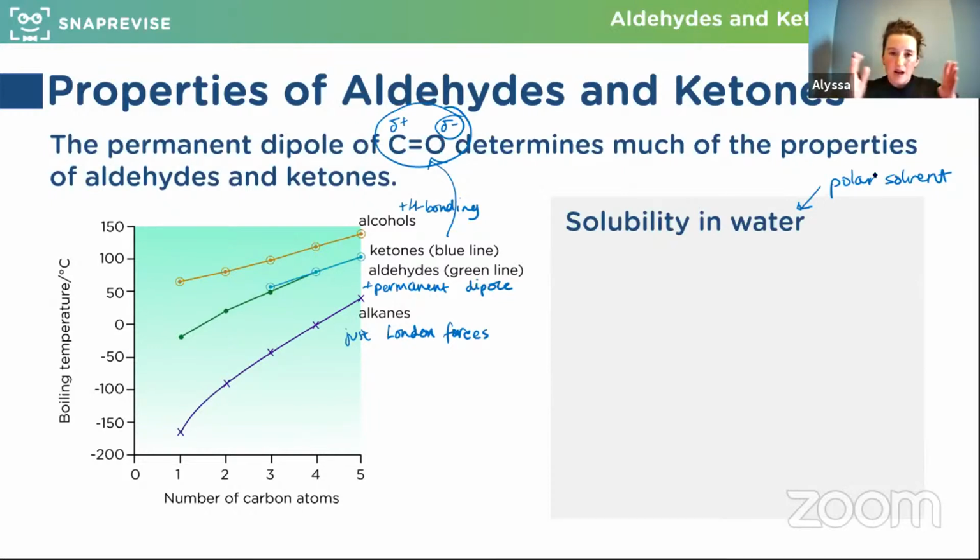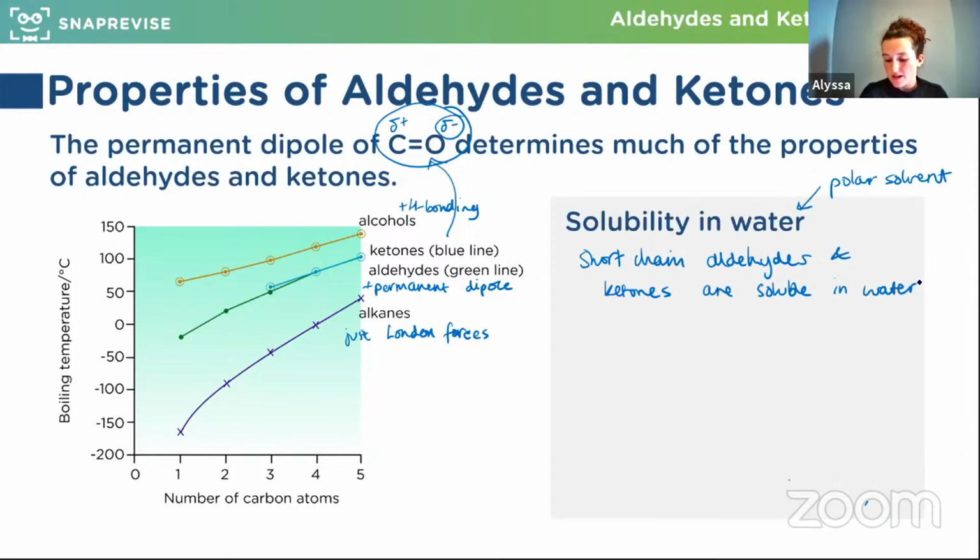What happens though when we get really long chain aldehydes and ketones? Our short chain aldehydes and ketones are soluble in water because they have this polar C=O bond. Yes, well done, fantastic. Looks like lots of you have said longer chains are less soluble.